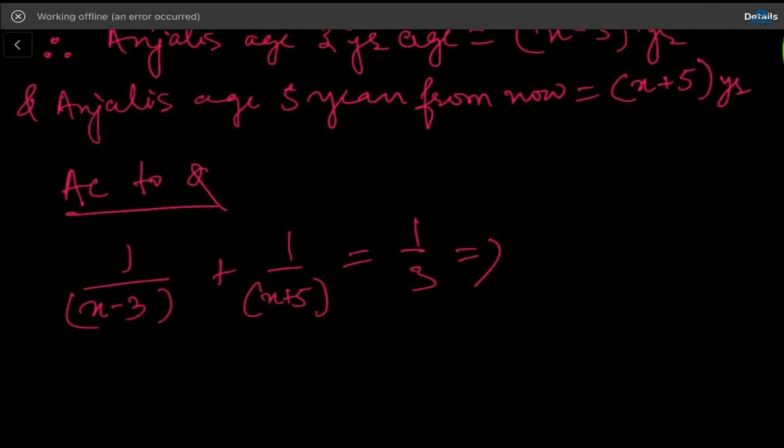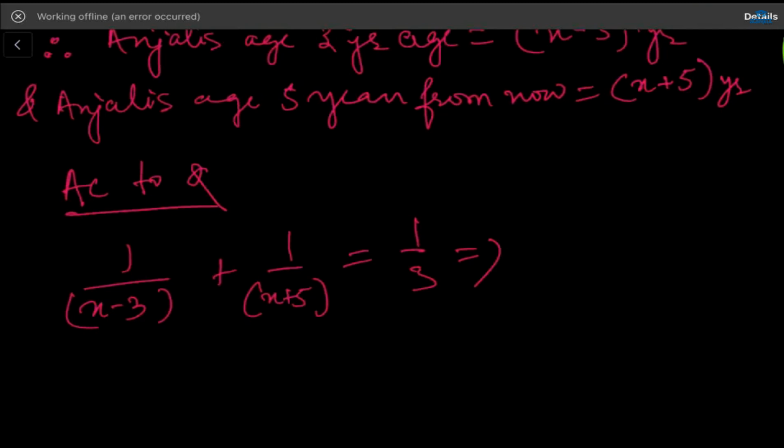LCM is x square plus 2x minus 15. X square plus 2x minus 15. X minus 3 is equal to 1/3. And after that, we'll write x plus 5 and x minus 3, which will be 2x plus 2 over x square plus 2x minus 15 is equal to 1/3.